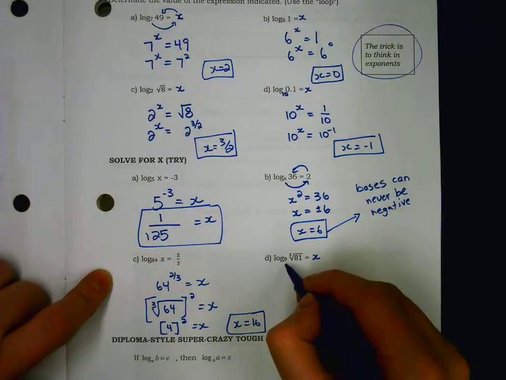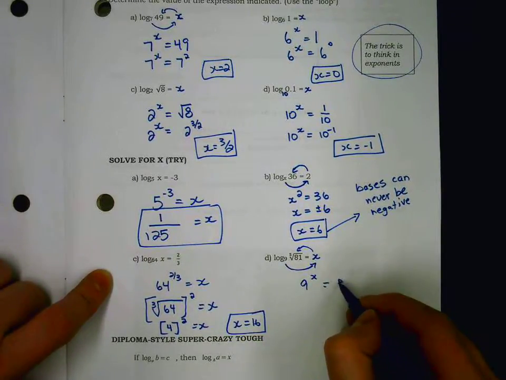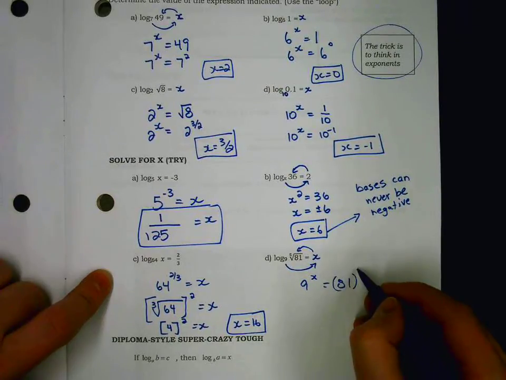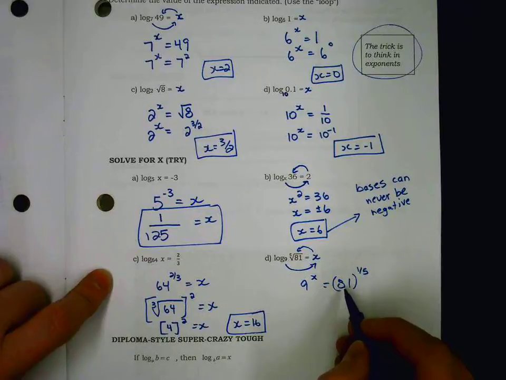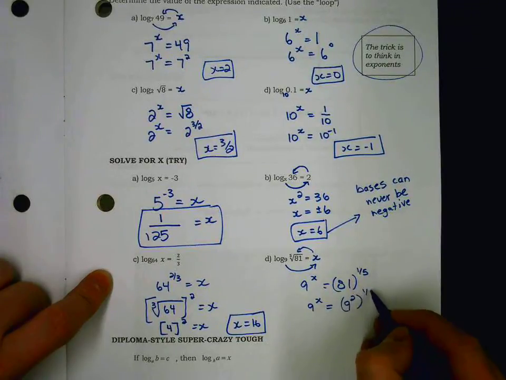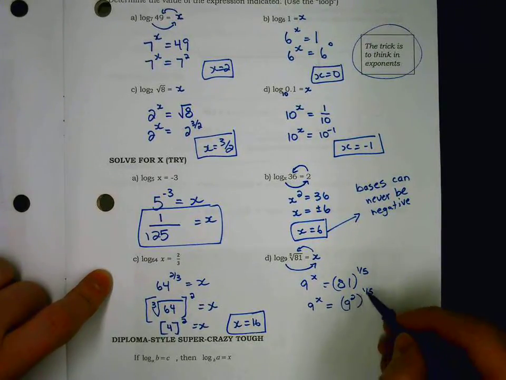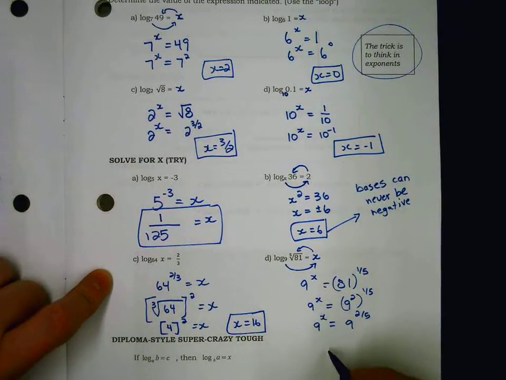One last one, we've got 9 to the power of x gives us an 81 with a 5th root. And so we can get this 81 to be a 9 squared. And that 9 squared still has the 1/5 power. So power of a power makes a 9 to the 2/5, 9 to the x. And those powers should match. X should be 2/5.